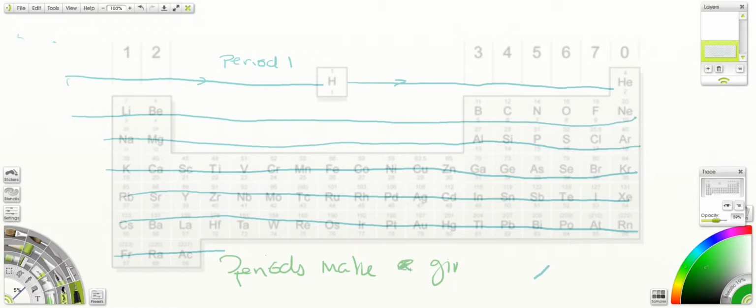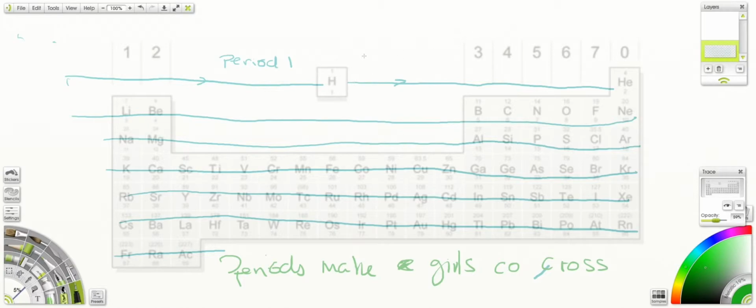Or make girls, not a girl, all of them go across. Make girls go across. What a crude way to remember something, eh? So the periods always go across. The way to remember that is because periods make a girl go across. Now, so that's periods done.